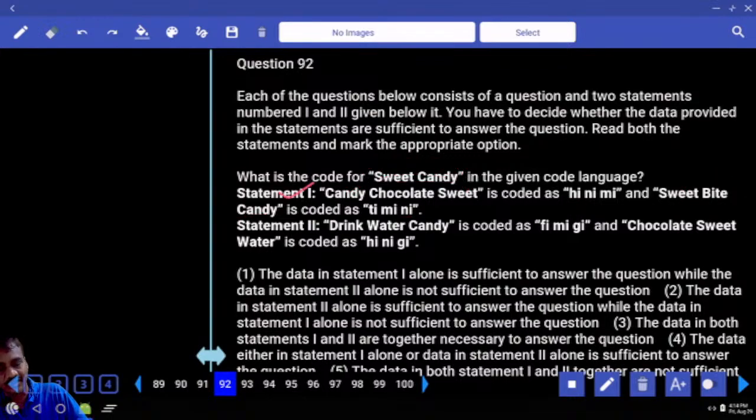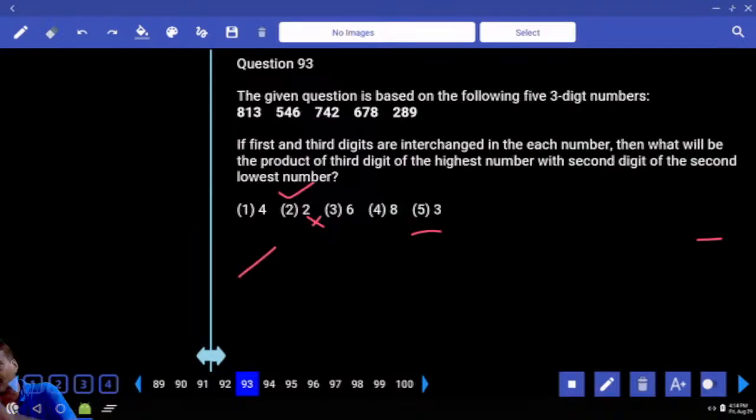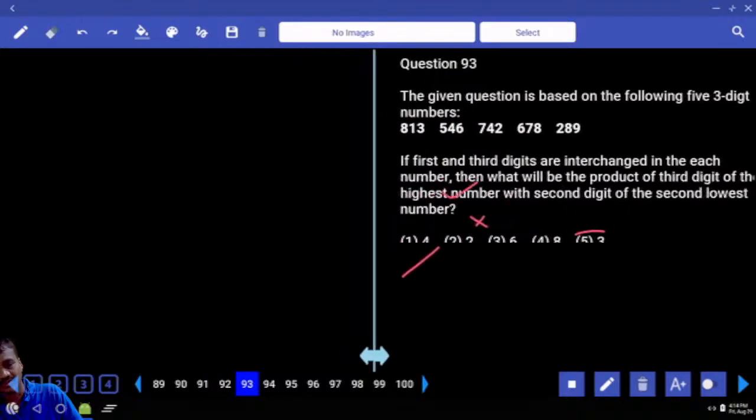Then second: drink water, candy, chocolate, sweet water. Now with this one, candy is here, sweet is here, and we cannot find the code for this. What is your answer? Only one. Only one choice. That is the reason coding-decoding comes under the first priority. Then next one.